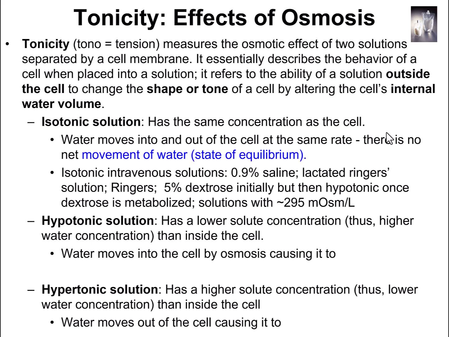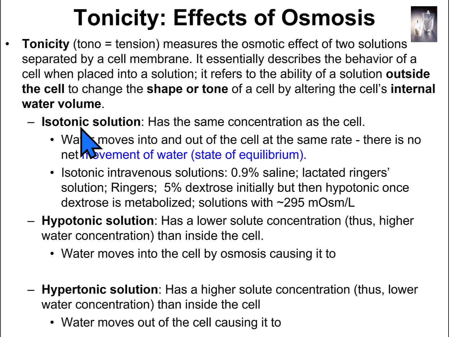When we're looking at tonicity, this is the measure of osmotic effect of two solutions separated by a cell membrane. It essentially describes the behavior of a cell when placed into a solution. It refers to the ability of a solution outside the cell to change the shape or tone, tonicity, of a cell by altering the cell's internal water environment. And we have three types of tonicity that we use in osmosis. We have what's called an isotonic solution, a hypotonic solution, and a hypertonic solution.